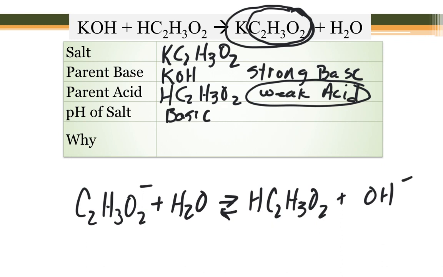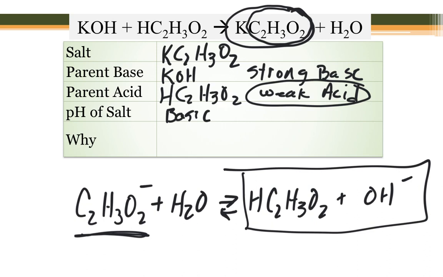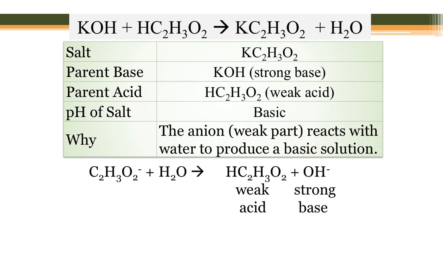Correct. This is evidence that if I have this in solution, that salt actually produces a weak acid and hydroxide ions. That's why it's a basic salt. So if I go forward, I'll show you the prettier version here. The anion, in this case the weak part which came from the acid, reacts with water to produce base, or produce hydroxide ions. This is the result of having both strong and weak parents.